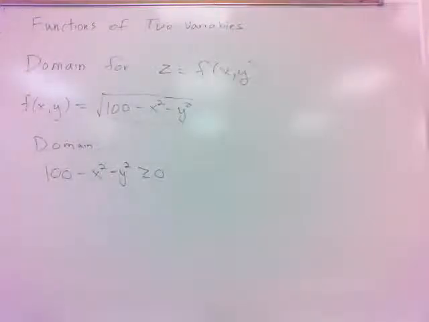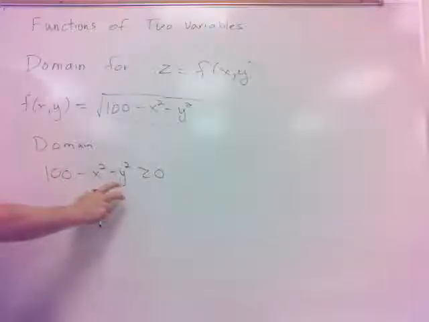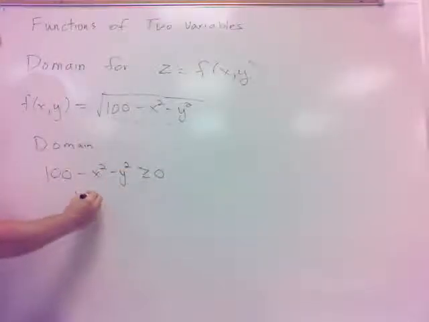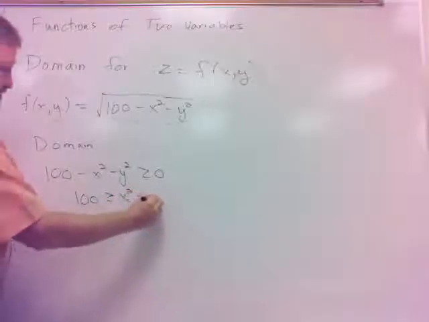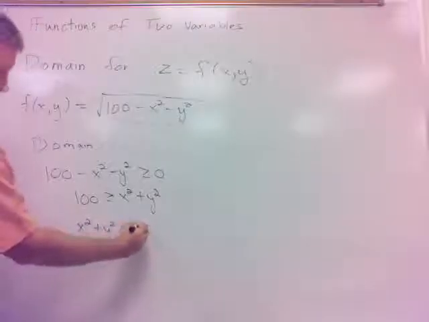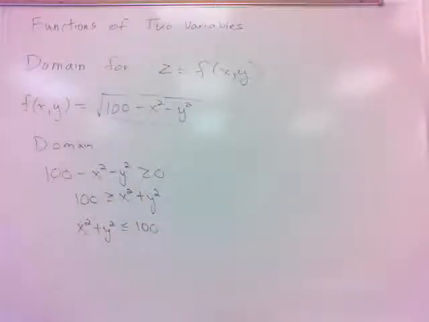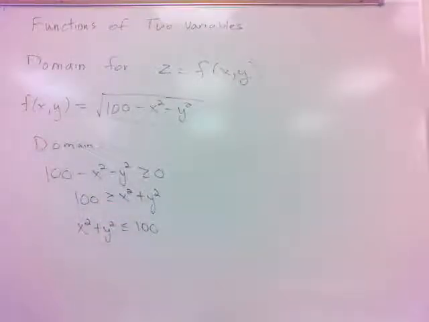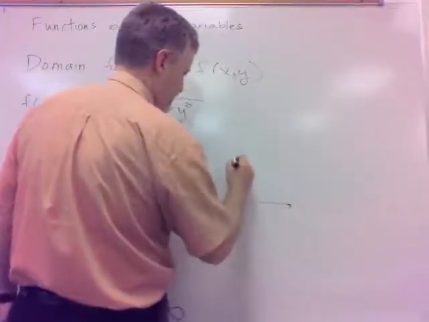So that sets up this inequality, which, let's think about it a little bit. If we put it in a little different format, we can see maybe what that domain is. Let's move the x squared and the y squared over to the other side, and flip it the other way around. 100 is greater than or equal to x squared plus y squared, which means x squared plus y squared is less than or equal to 100.